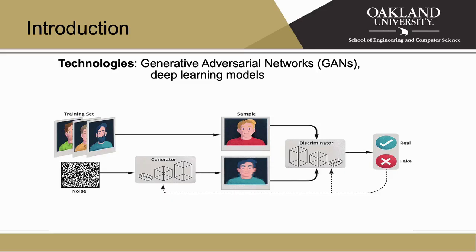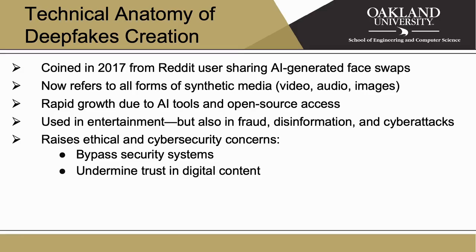Beyond GANs, deepfakes also leverage autoencoders to analyze and swap facial features frame by frame. This is not just about altering pixels, it's about replicating expressions, lighting, and even micro gestures with accuracy. Deepfakes weren't even a term until 2017, when a Reddit user shared AI-generated face swaps. Today, they've evolved into synthetic media.